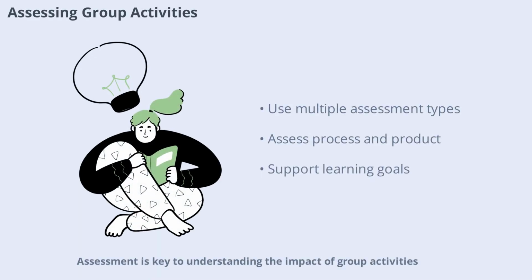Assessment is key to understanding the impact of group activities. Consider using a mix of self-assessment, peer assessment, and teacher evaluation. Look at both the process and the final product. How well did students work together and what did they achieve? Clear rubrics and criteria help make assessment fair and transparent. Remember, the goal is to support learning, not just to assign grades.